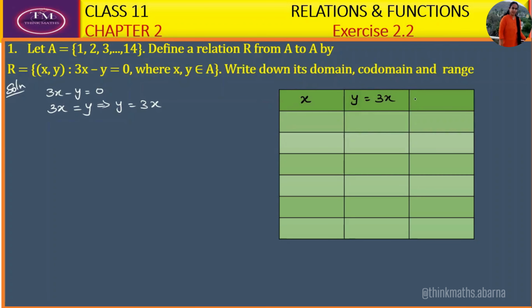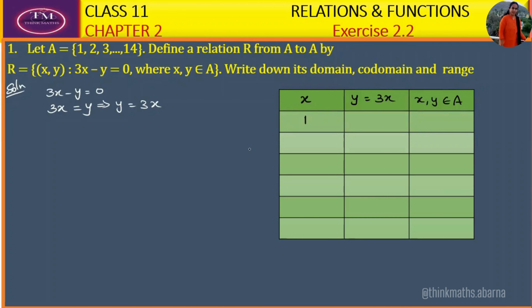Now we have to check whether x and y both belong to A. If both x and y belong to A, then we can form the relation in roster form. This is given in set builder form, so we form the relation in roster form so that we can easily find the domain, codomain and range. Now A has 1, 2, 3, 4, 5, 6 up to 14. So let us take one by one.